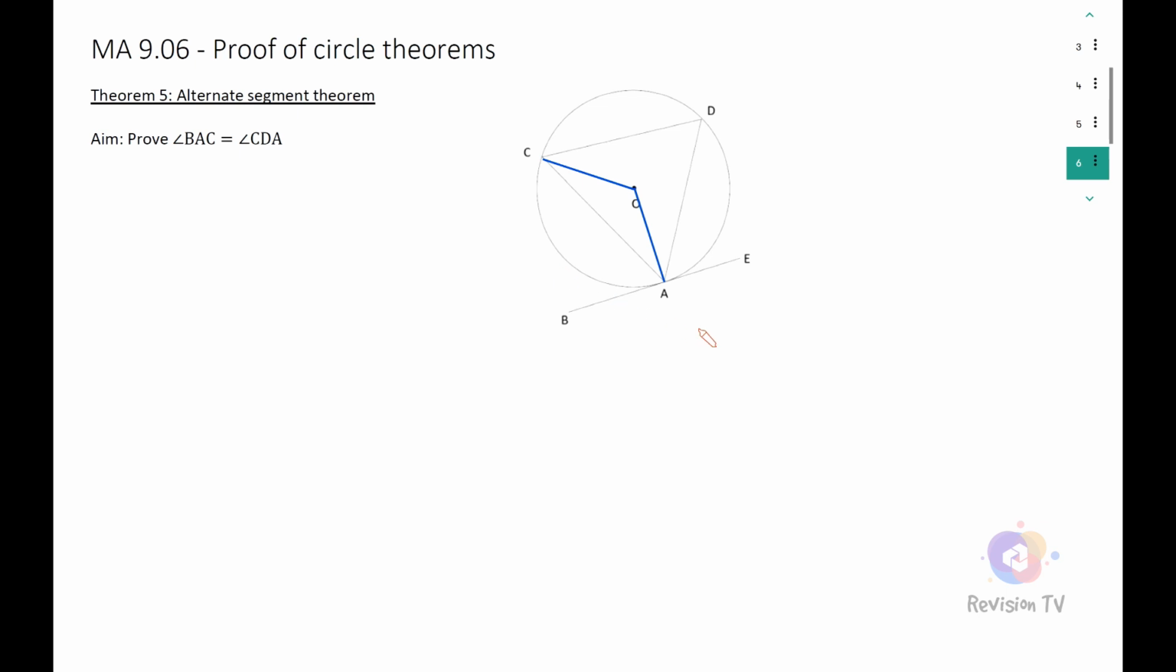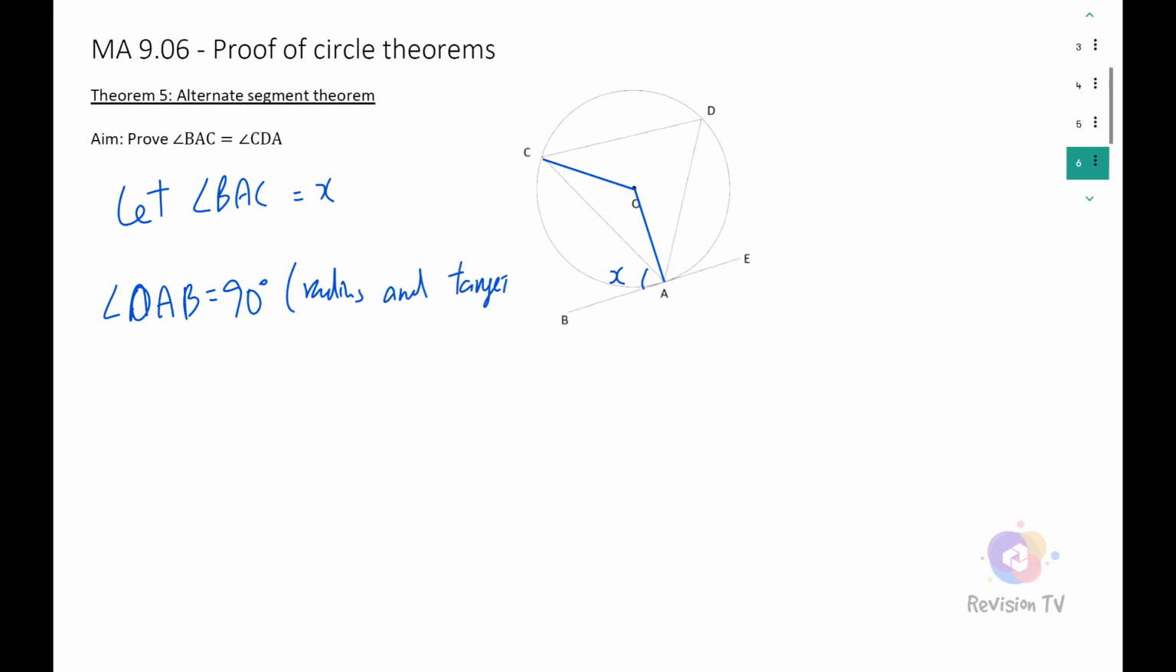Right, next we're going to let the angle BAC, one of the angles that we'll try to prove, be x. So that's it, x. What else do we know? We know OA is a radius, B is a tangent. So therefore, angle OAB is 90 degrees, because radius and tangent make a right angle. Makes a right angle, so I can use this symbol. A right angle is an angle in a square.